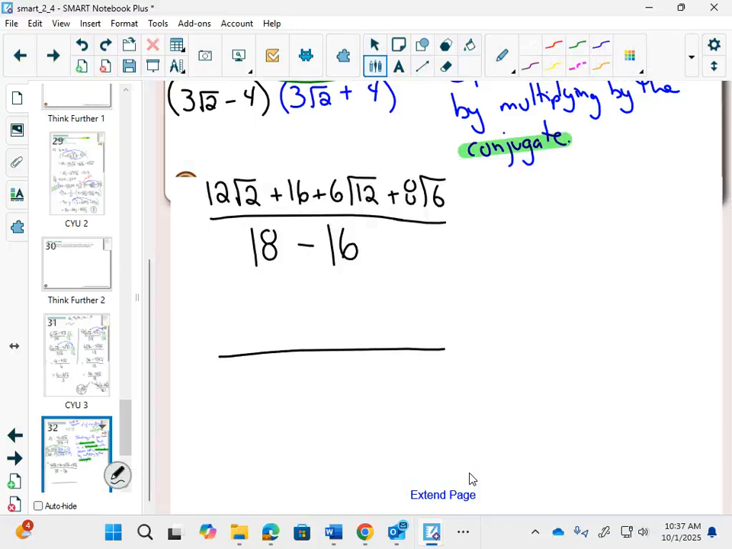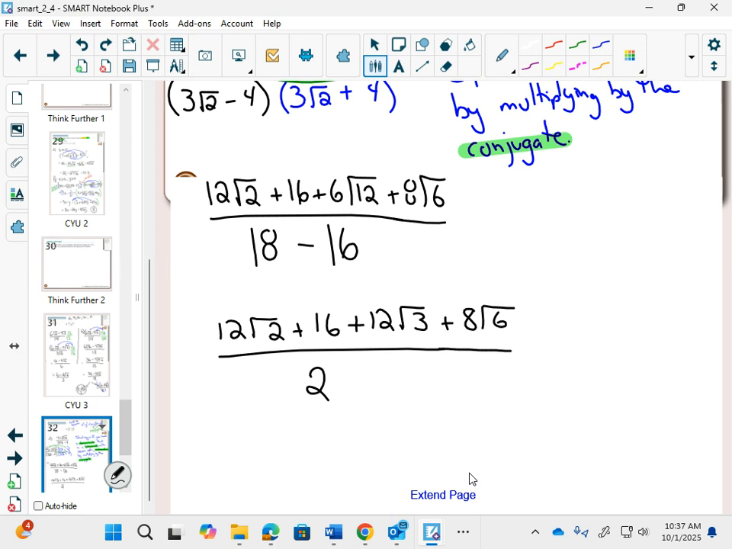Okay. 18 minus 16 is 2. Can I simplify anything in the top? Are any of them like terms? Can any of them be reduced further? It is square root of 12, square root of 4 times square root of 3. Yes. So the square root of 12 is root 4 times root 3. And since the square root of 4 is 2, you can bring the 2 out. That changes to 12 root 3.